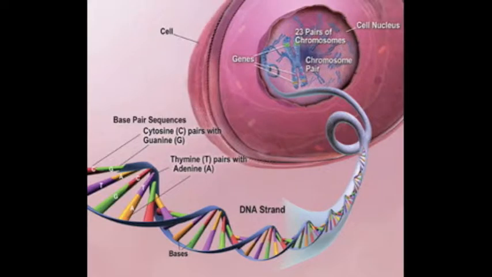DNA clumps up very tightly. This allows a lot of DNA to remain in a small spot. They wrap up to make the shape of chromosomes.